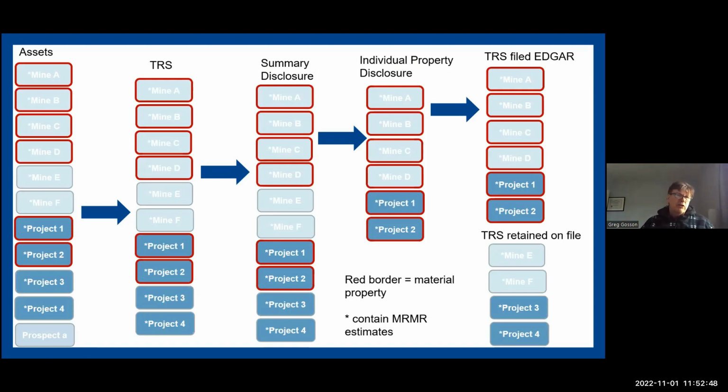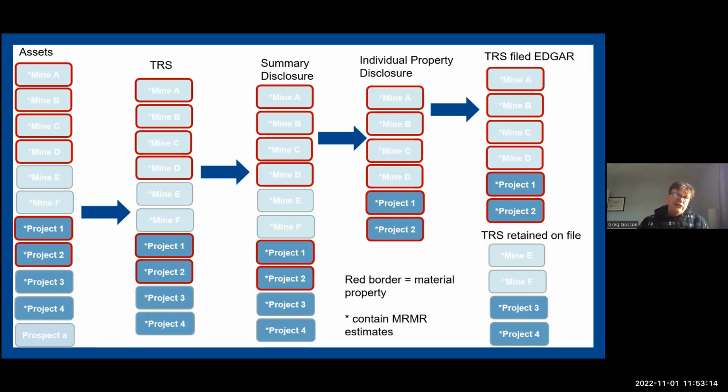When it comes to your summary disclosure in your annual report or in your registration statement, you'll need to summarize all of your resources and reserves and information on your material and non-material properties under summary disclosure. When it comes to the individual property disclosure, that's for your material properties. It's only the ones that have resources and reserves and with red boxes around them. In this case, there are 4 operating mines and 2 projects.